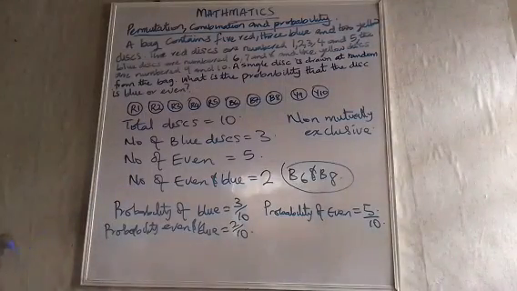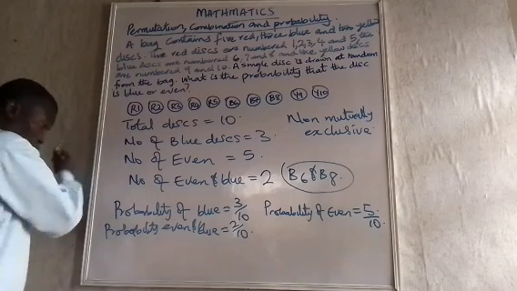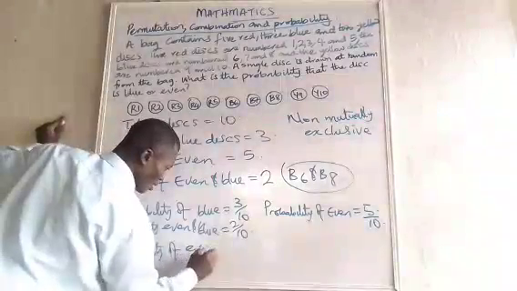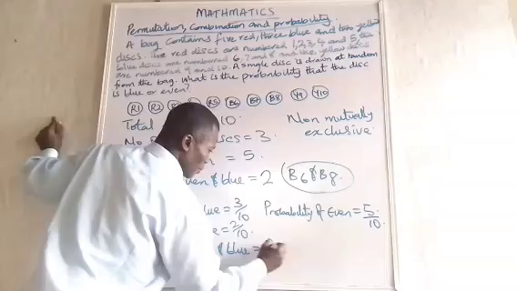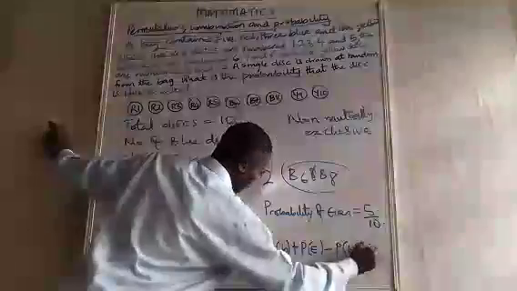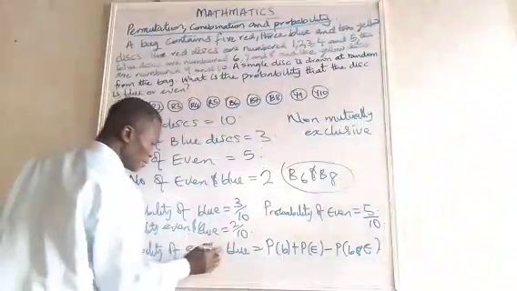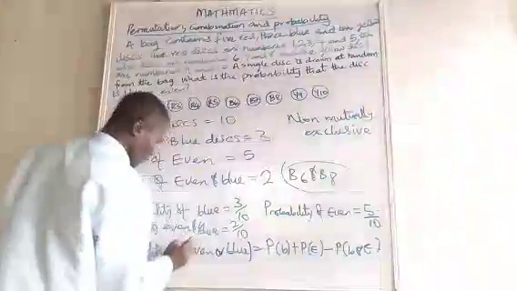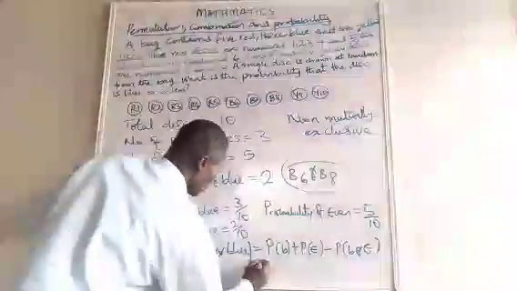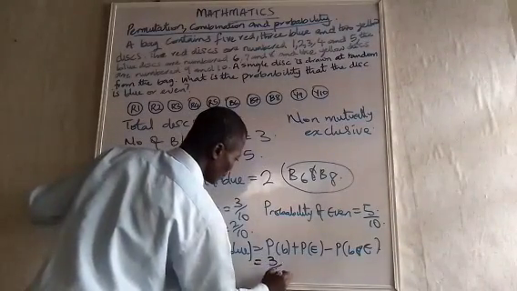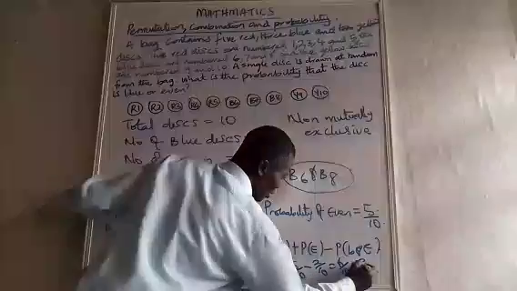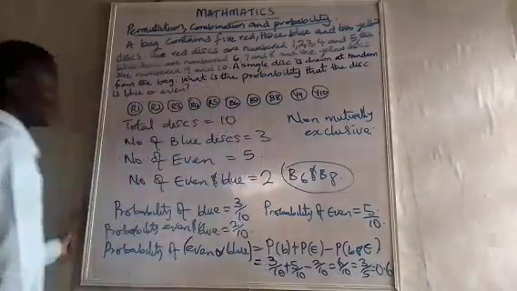So, probability of blue or even, from our formula, from what we have done, is probability of blue plus probability of even minus probability of blue and even. So, it's going to be 3 over 10 plus 5 over 10 minus 2 over 10, which is 6 over 10, or 3 over 5, or 0.6. That's one way of looking at it.